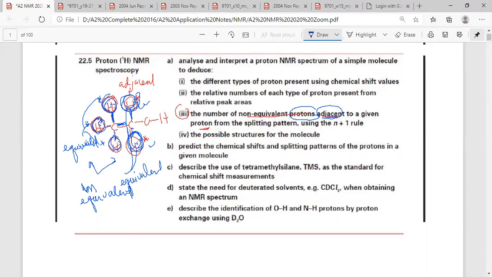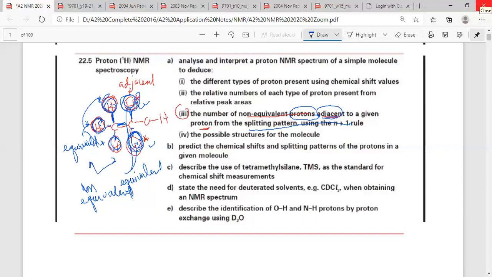To a given proton, from the splitting pattern, using the n+1 rule. So we're going to look at this today. After this one, we'll look at some easy questions first, and this will finish up the whole video today. Later, when I do the mass spectrometer and review the infrared, we'll do the harder questions. They will all combine. So our aim is this. Now let's look at how we get these splitting patterns.